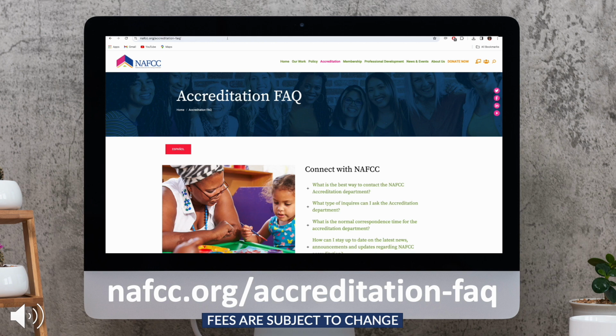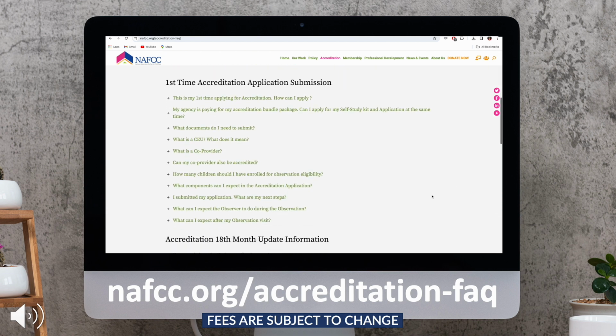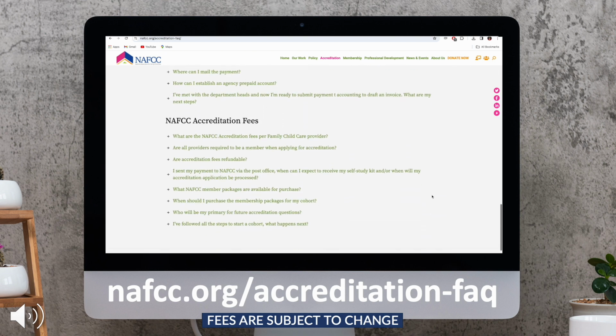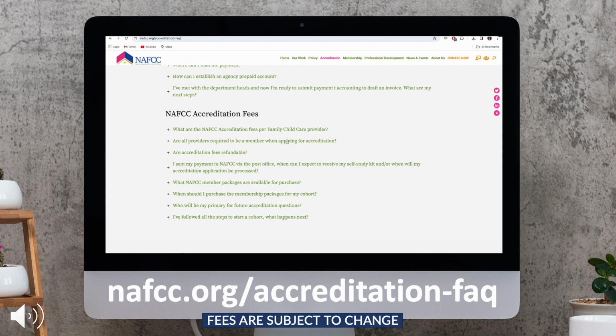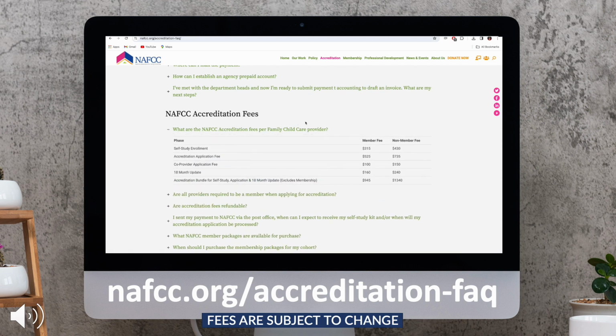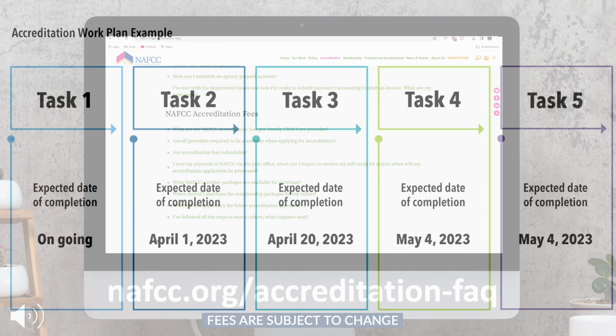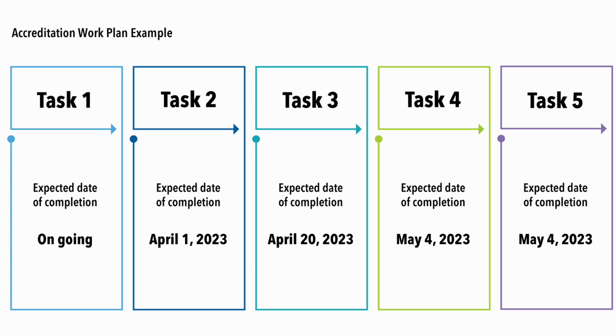To find the NAFCC accreditation fees, visit their website at nafcc.org/accreditation-FAQ. Under the NAFCC accreditation fees heading, you will find the information about fees. Fees are subject to change, so check this webpage for current fees each time you apply. The Accreditation Work Plan is a document you will write detailing the tasks that NAFCC requires for your program to achieve accreditation. The plan also needs to include due dates for each task.